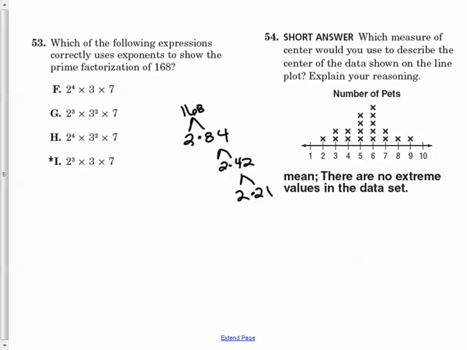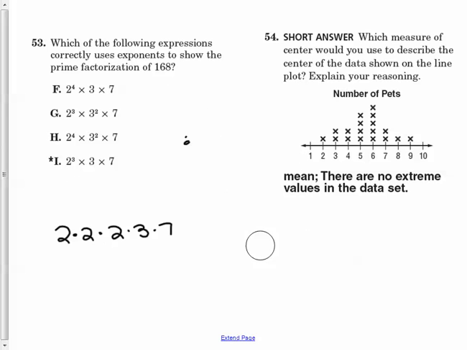So I go to the next prime number, 3. 21 is divisible by 3. And it has another prime number that it gets multiplied by. So all of these numbers are prime. So I bring them over, 2, 2, 2, 3, and 7. So if I multiply these all together, it gives me 168. And that's why I pick I, because 2 times 2 times 2 is 2 cubed.